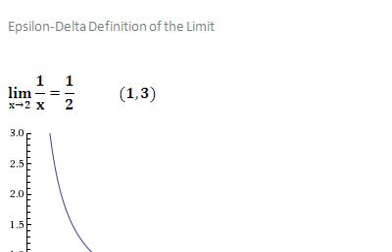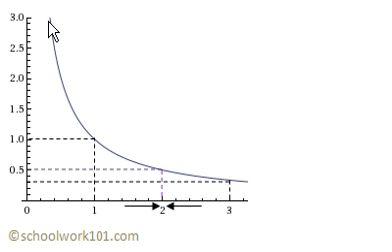I guess first let's take a look at the graph. So this line here is the graph of 1 over x, and we're approaching 2, and of course you can see here that it's equal to 0.5 or a half, and we're on the interval between 1 and 3.